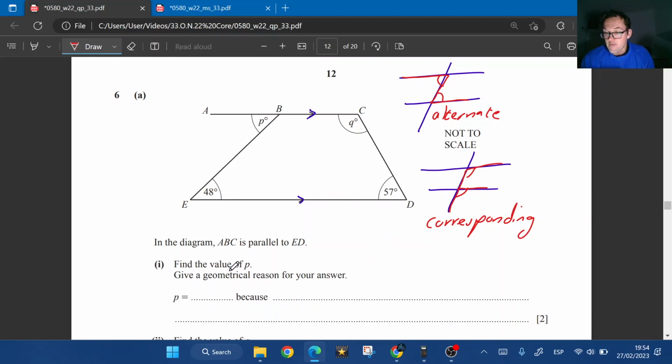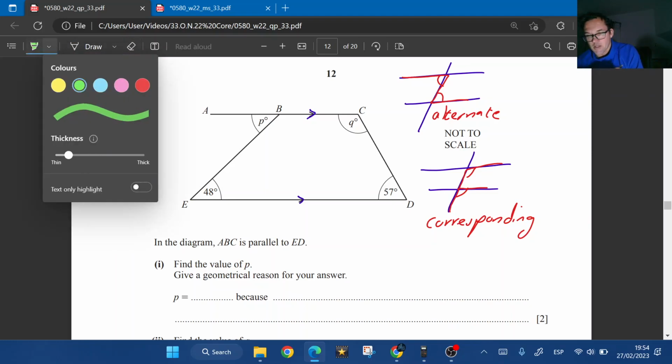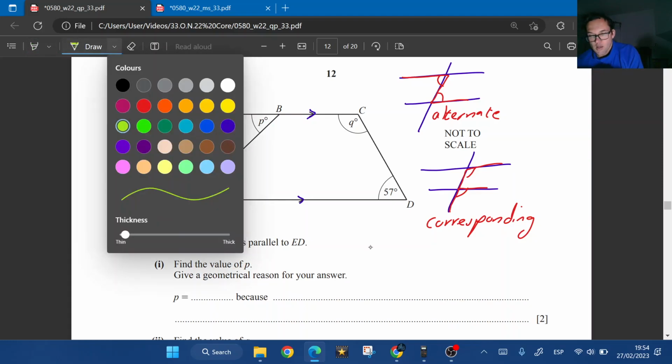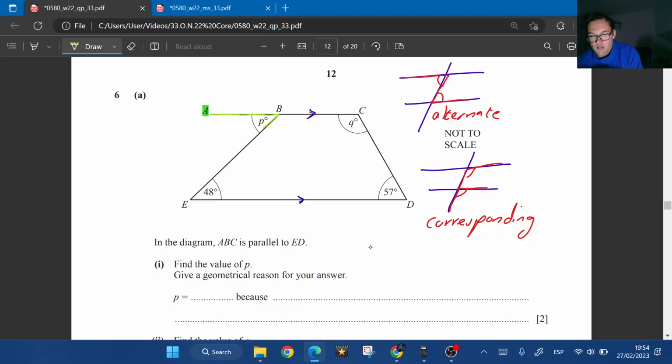Find the value of P. So there we go. You look for those Z's and those F's. And I can immediately see it. There's P. No, the highlighter doesn't want to work. There's P. You can see the beautiful Z there. So what would it be? It would be the same as over here, 48 degrees, because they're looking for that word. Don't write Z angles, because alternate angles.